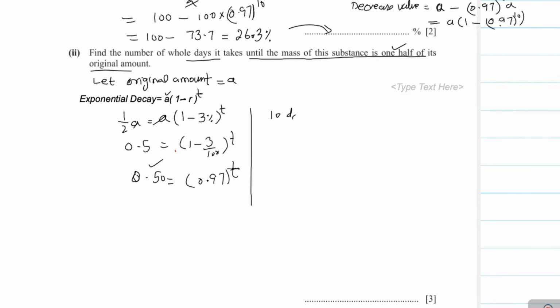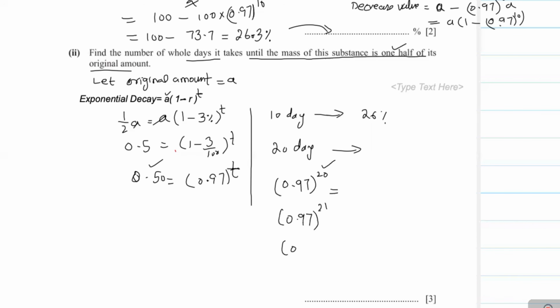It means in 10 days the mass decays 26%. If we take 20 days, we take 0.97 to the power 20 and see the value. If the value is equal to 0.5, this will be the answer. If this amount is not 0.5, we take the next value, 0.97 to the power 21, then 0.97 to the power 22, and next we will see 0.97 to the power 23.